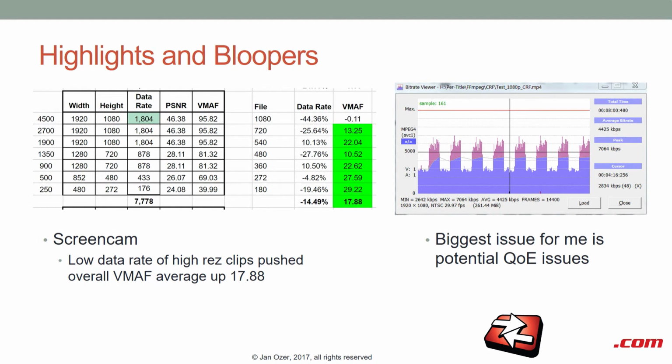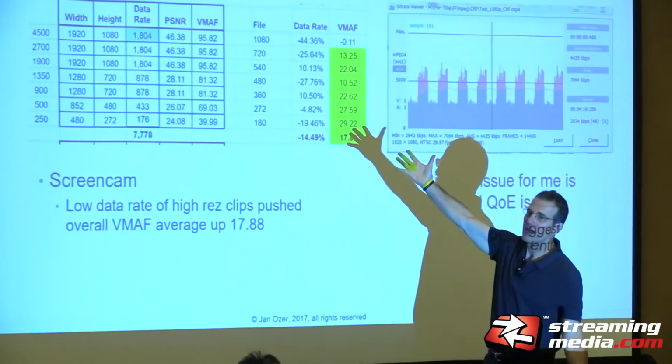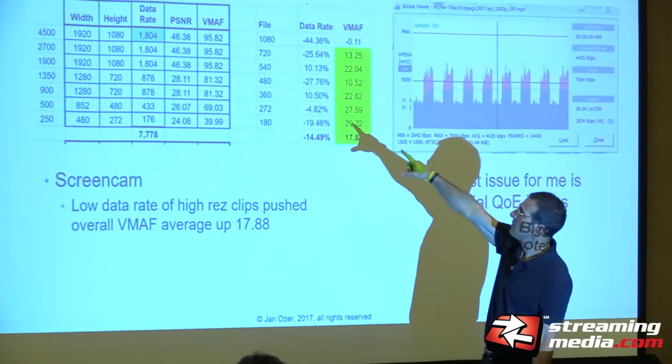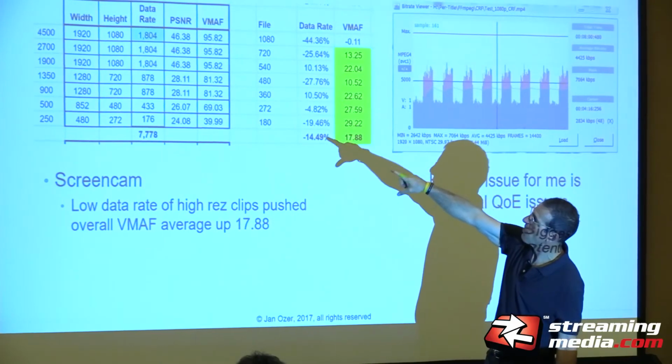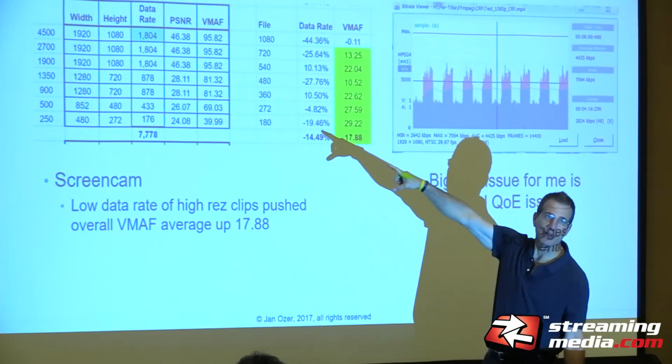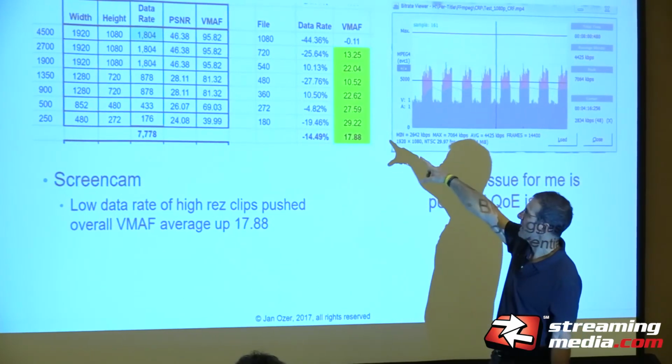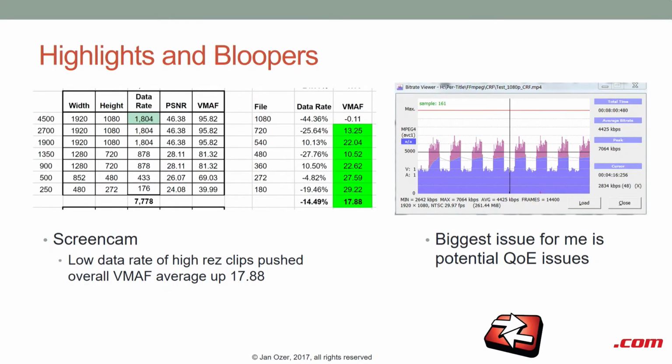And then the highlights and bloopers, because you can't talk baseball without highlights and bloopers. It did a very good job on the screen cam clip. We saw an example of this when you asked your question. We were able to use the 1080p clip very, very far down the encoding ladder because it was encoded so efficiently. So that contributed to an overall 17.88 plus on the VMAF score, while averaging a data rate reduction of around 15%. The negative, the blooper for me, again, is the quality of experience issues for CAP-CRF data rate control.